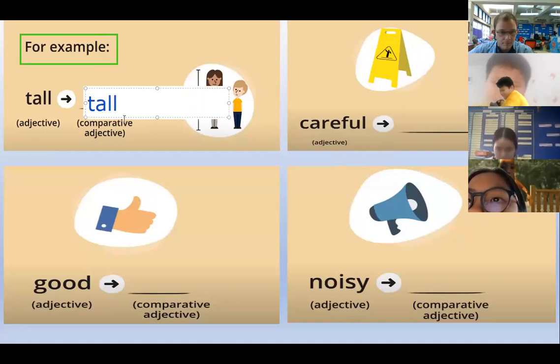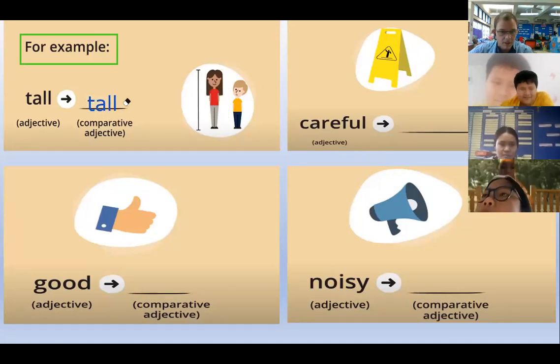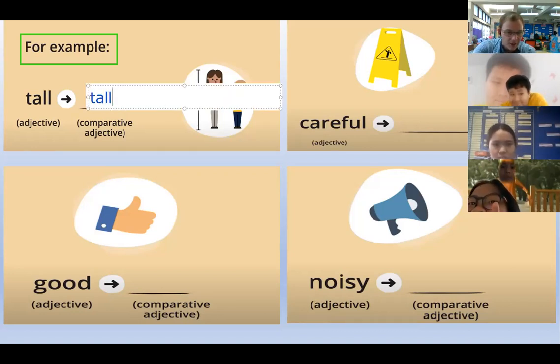T-A-L-L-E-R. T-A-L-L-E-R. Is that correct? You betcha. Taller. Like this. Yes. Thank you, Jasmine. Excellent. That is a beautiful spelling.